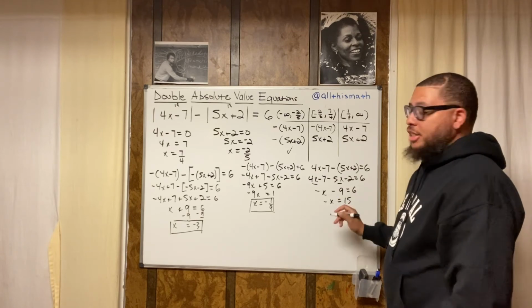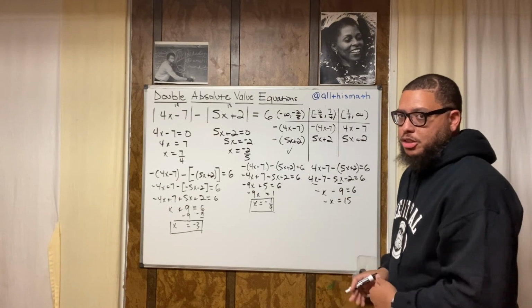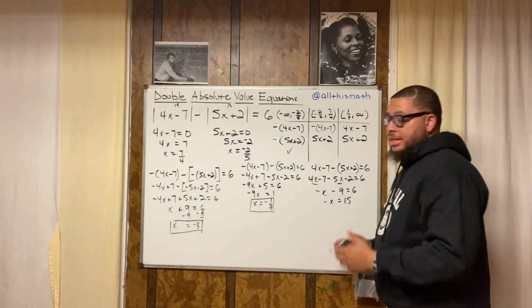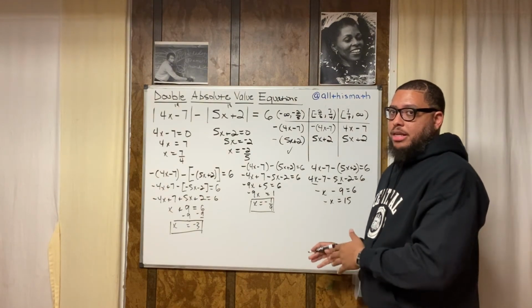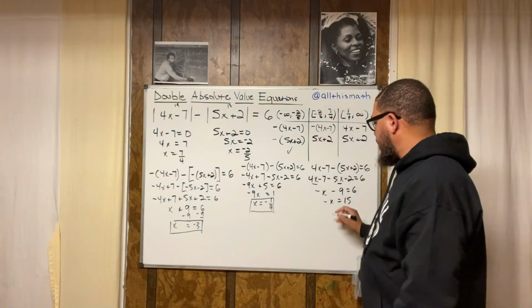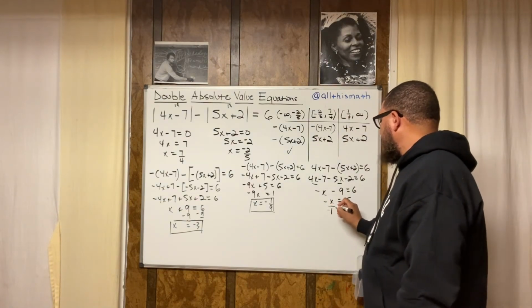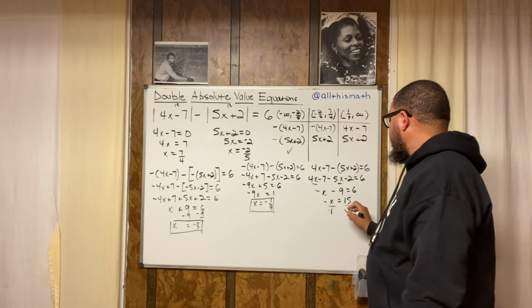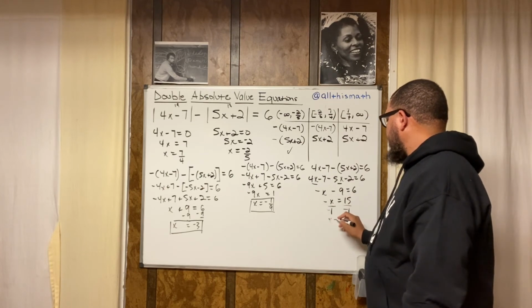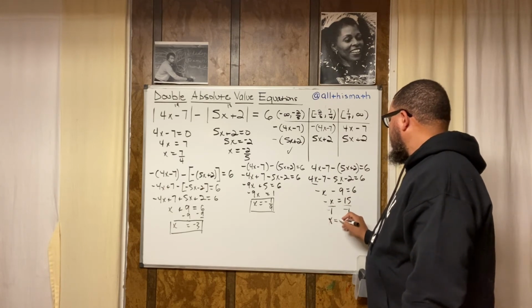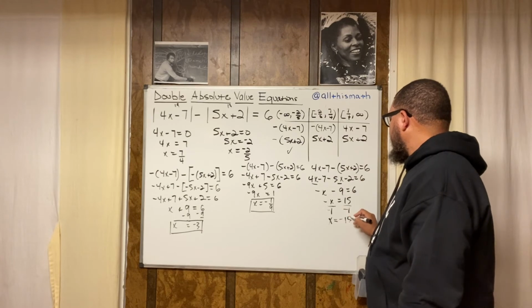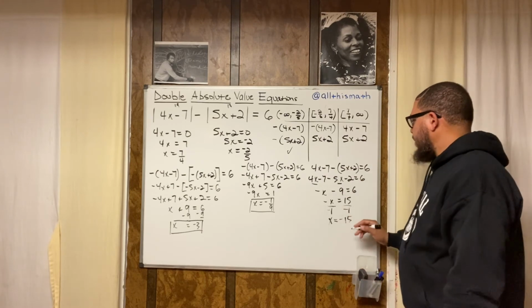And I want to get x by itself, not negative x. A lot of people make this mistake. They get to negative x and they think they're done. You're not done when you get to negative x. You're done when you get x by itself. So we're going to divide by negative 1 and divide by negative 1. So x equals negative 15.